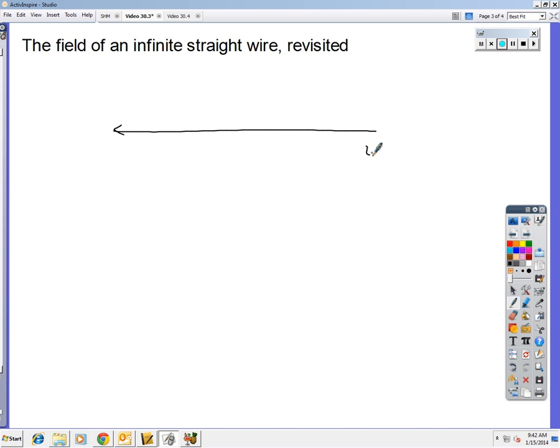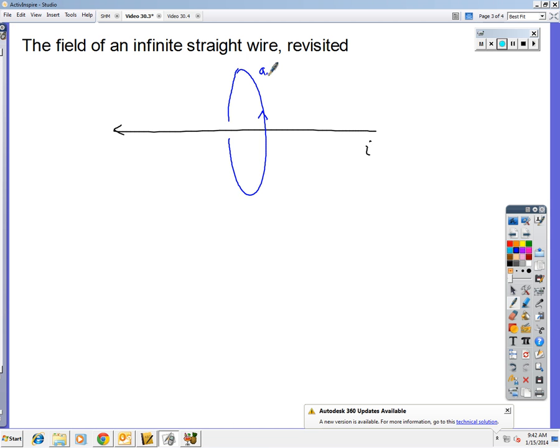So here's our wire, it carries a current I. What we'll do is we'll draw a circular Amperian loop around the wire. So here's our Amperian loop. Now we also know to expect that the magnetic field will circulate. The magnetic field goes in circles like this.